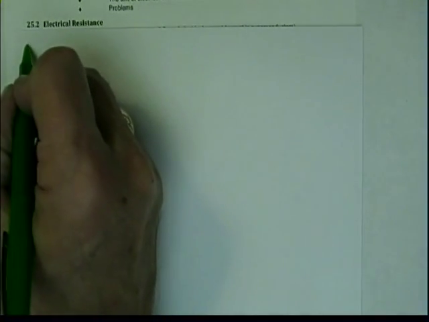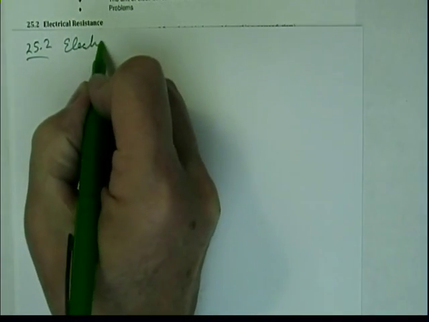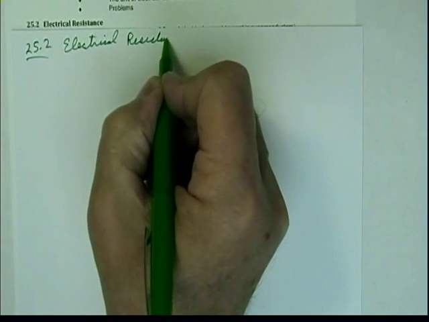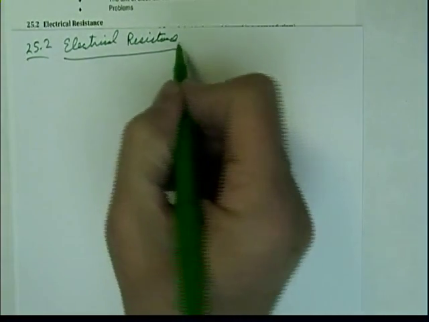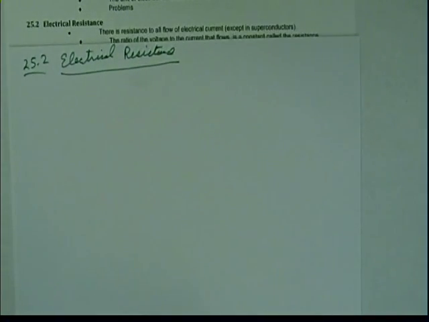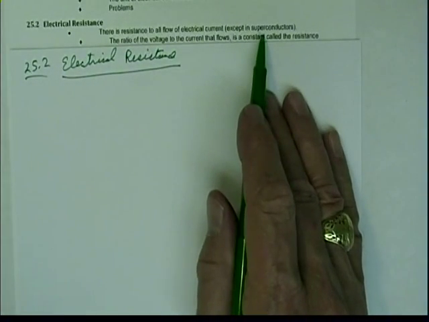The next section is on electric resistance. It's section 25.2. As most people understand, current will find resistance in trying to flow through an object. And that's true except for superconductors. And so we can say, how much resistance do we have?